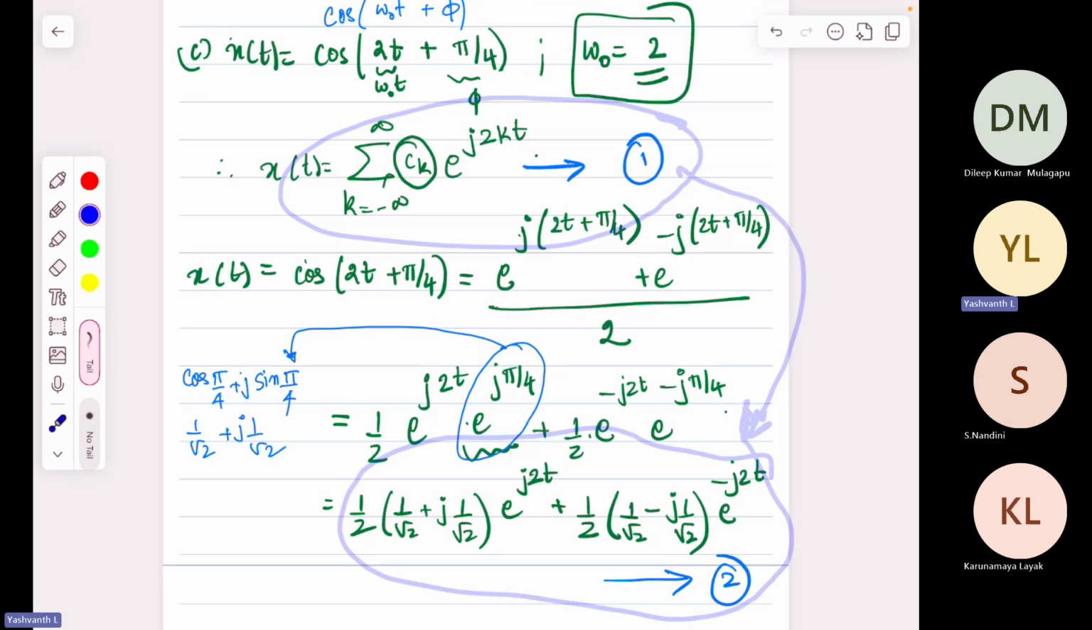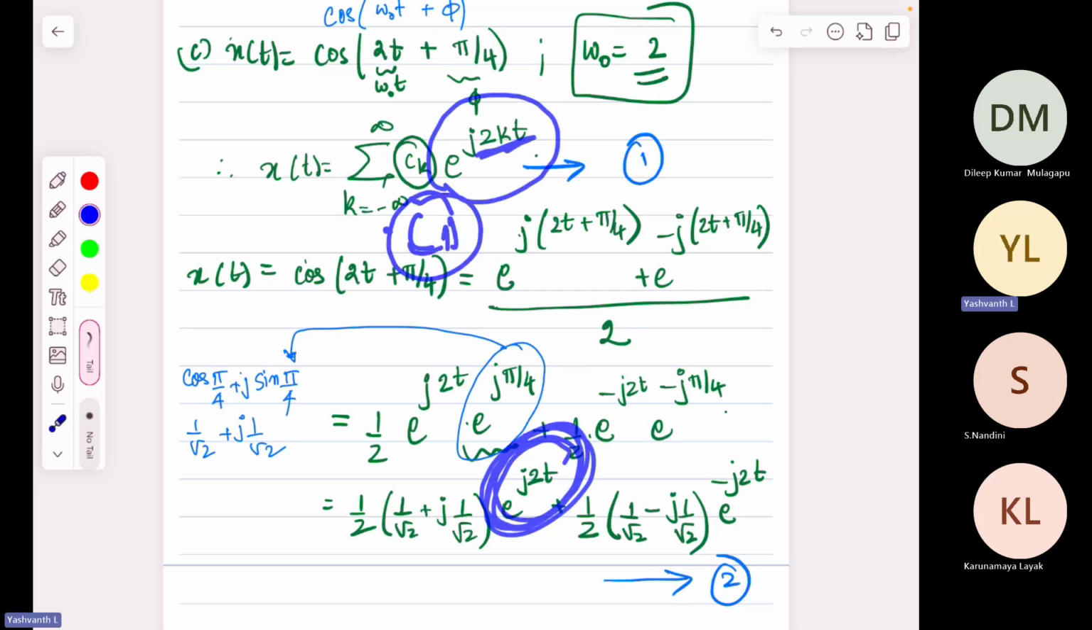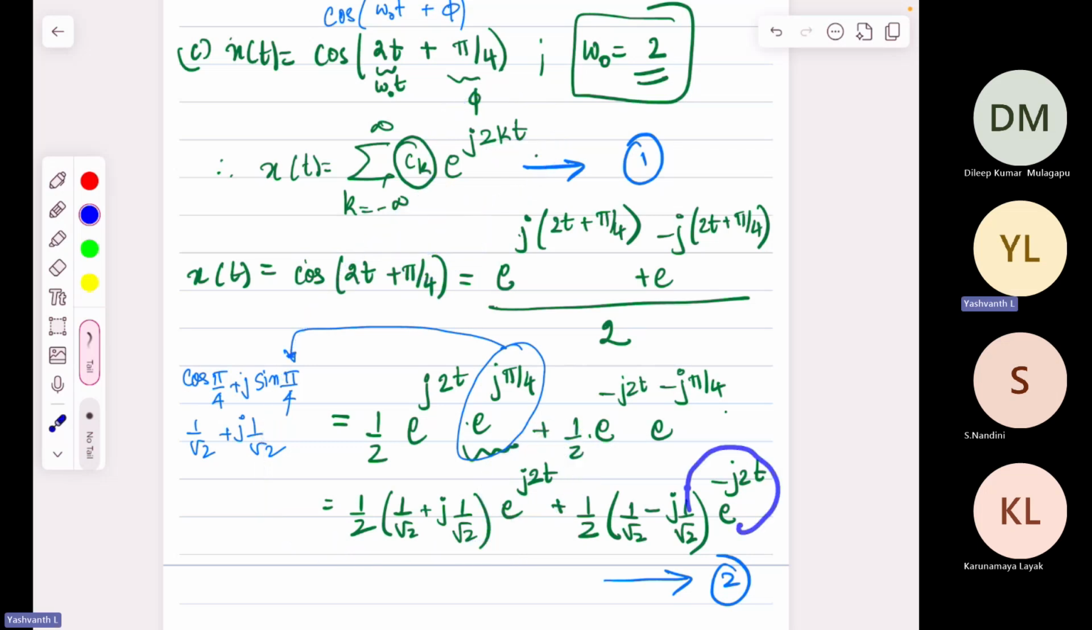Yes. You see, put k equal to 1. If you put k equal to 1, what will you get? You get e power j2t, and that is appearing in Euler's expansion. Therefore, C1 is non-zero. And what is its value? It's equal to half into 1 by root 2 plus j 1 by root 2. Right? Now, similarly, what you have is e power minus j2t. Therefore, you put k equal to minus 1, and you will get that term, e power minus j2t, also. Therefore, c minus 1 is given by half into 1 by root 2 minus j 1 by root 2.